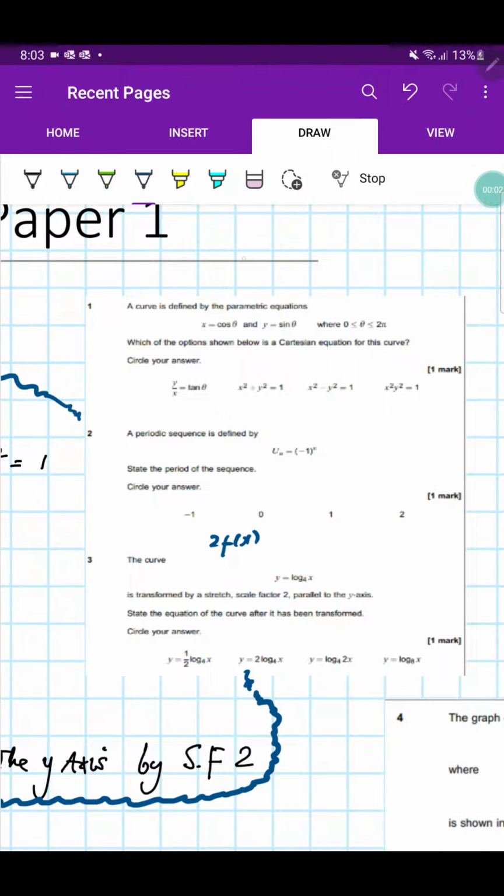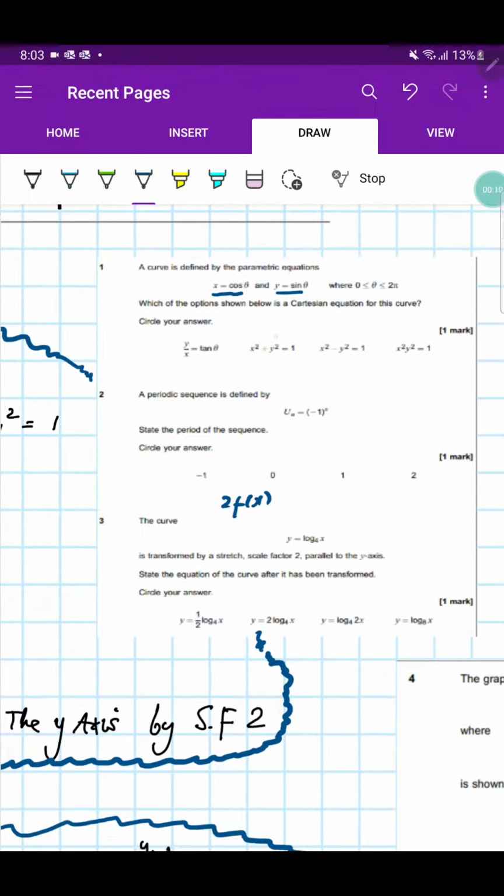Okay, so we have two parametric equations, y equals sine theta and x equals cos theta. The equation that links them both is going to be x squared plus y squared equals 1, because we know the identity sine squared theta plus cos squared theta equals 1.